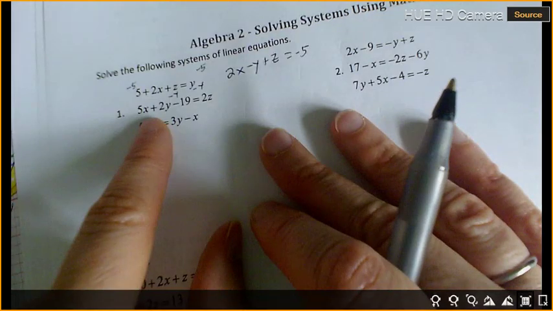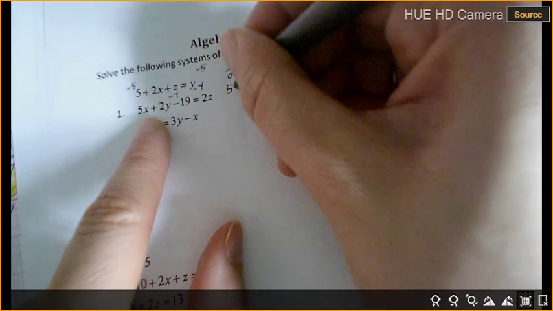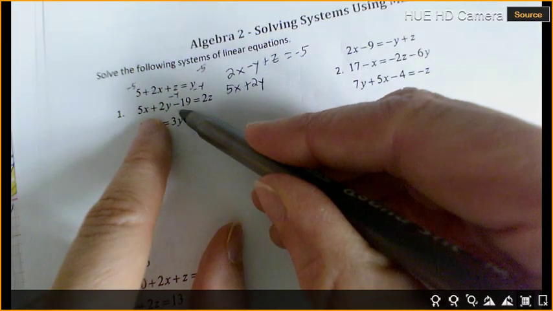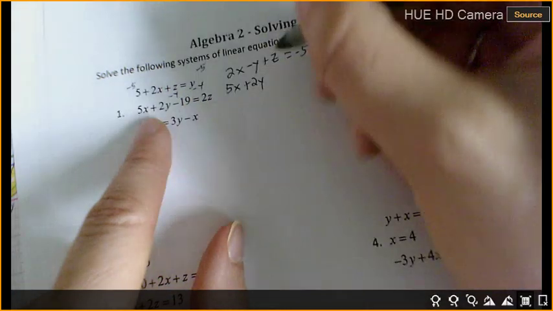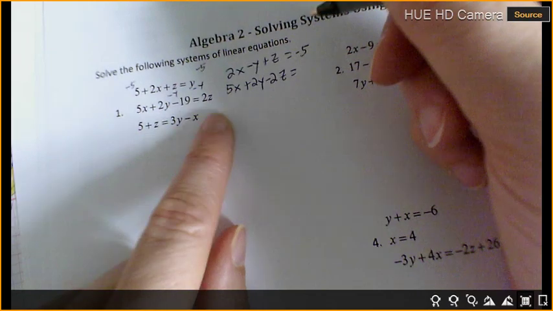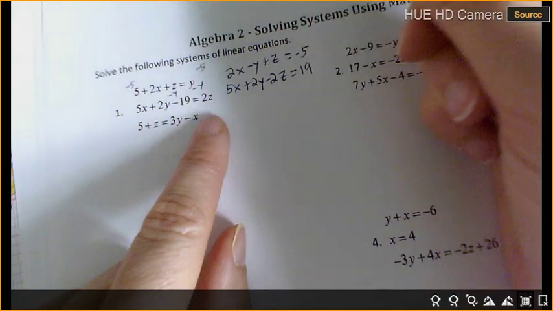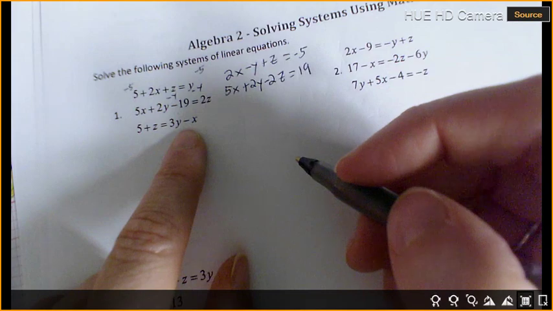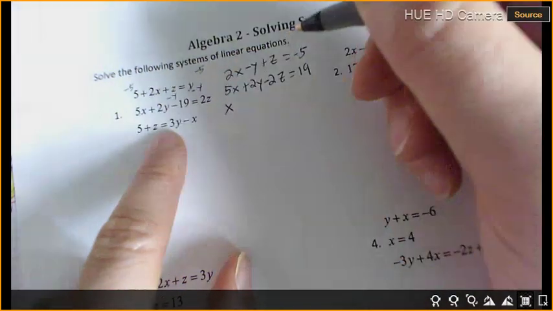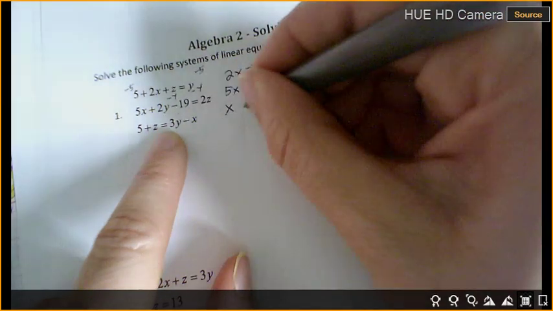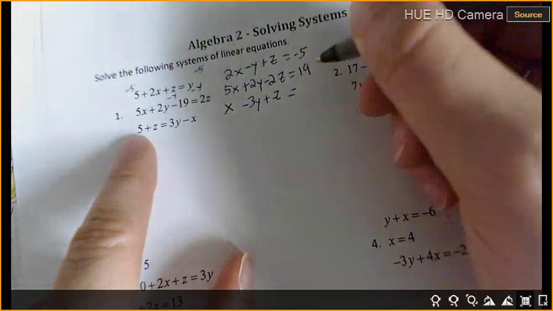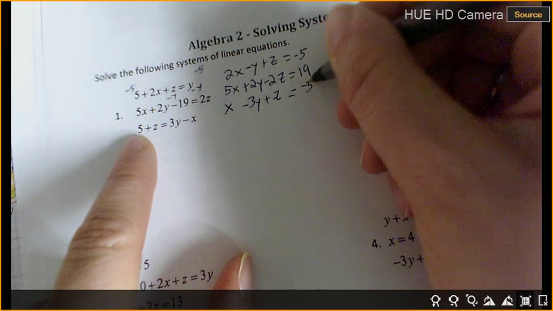I'm going to do the same thing with this one. I've got 5x plus 2y. If I move z to the other side, it becomes what? Negative. So negative 2z. If I move 19 to the other side, negative 19 becomes positive. Okay? Right here, if I move x to the other side, negative x becomes positive x. Positive 3y stays. I didn't move z, but I'm going to move 5 to the other side, so it becomes negative. That's all I'm doing.